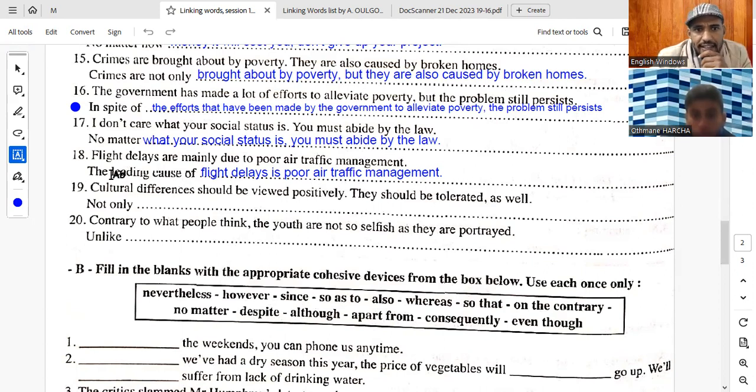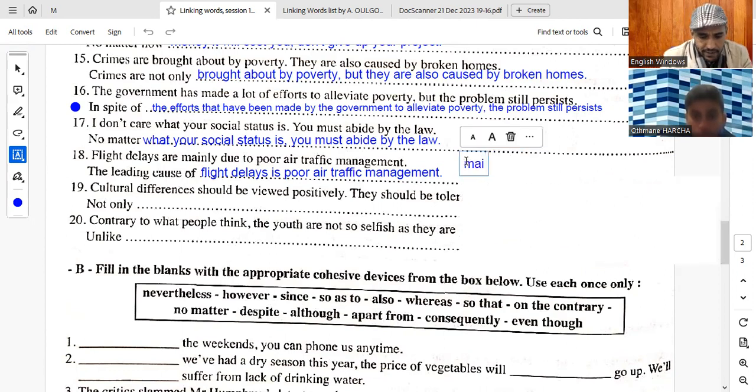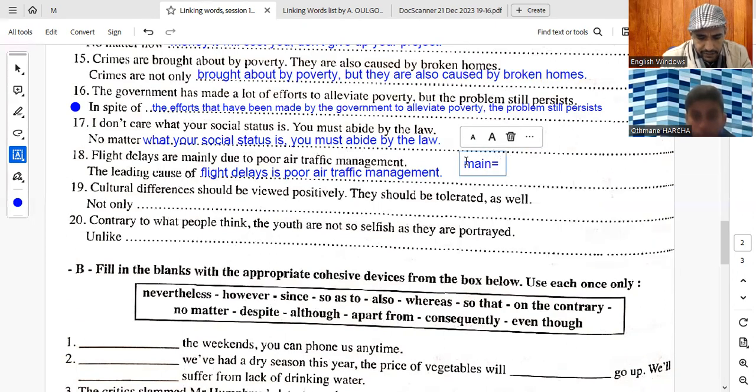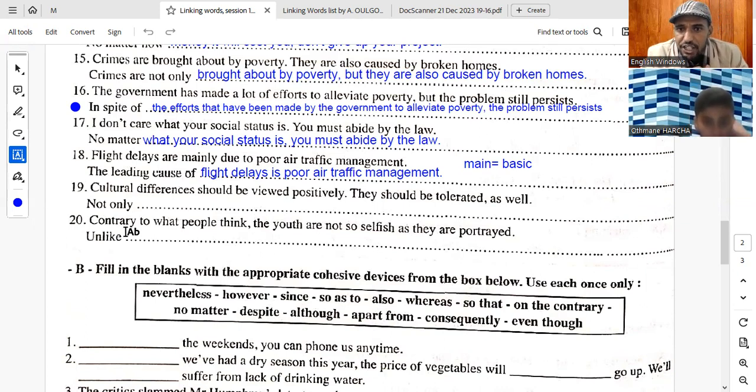All right, the main here, the leading, it means the main or the basic, right? The main or the basic. Or the principal cause, right, so to speak. 19, cultural differences. الاختلافات الثقافية, right, should be viewed, خصنا نشوفوهم, right, positively, I mean in a positive way. They should be tolerated as well. خصنا نتسامحوا معاها أيضا, right.